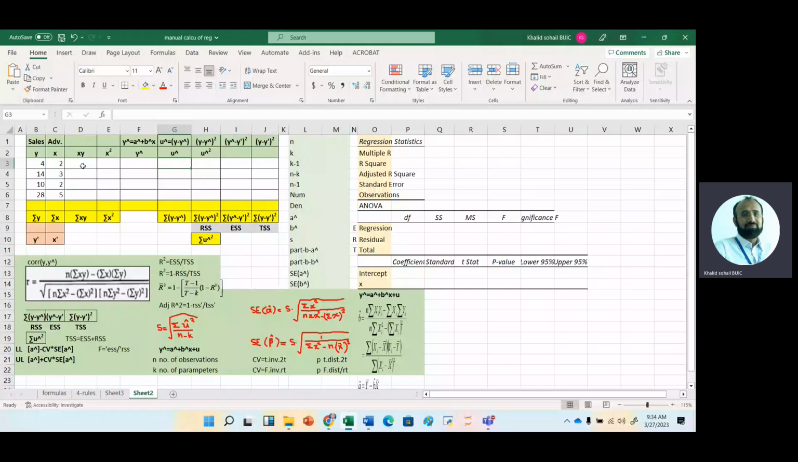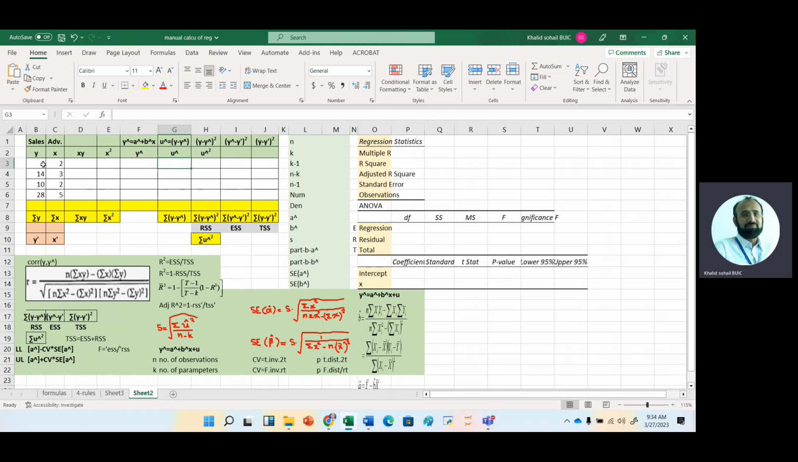In this video, we will learn how we can get Excel-like output without running a regression model, with the help of data. We have two variables. The one is DV, that is sales, and the other one is IV, that is advertisement. And we have four observations.